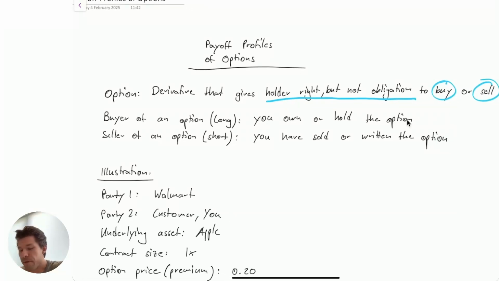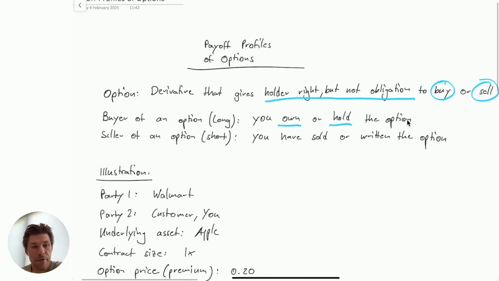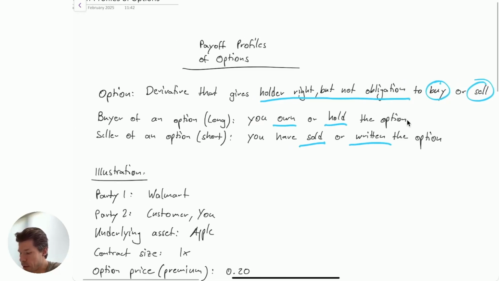To clarify, if you're the buyer of an option, your position is long. That means you own or you hold the option. If you are the seller, the other side, then your position is short, meaning you have sold or written the option. Very important. This long and short is the position you are in.